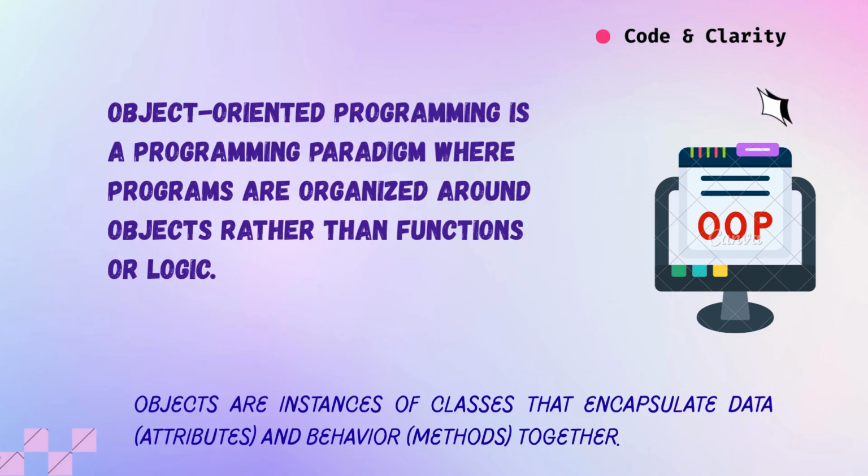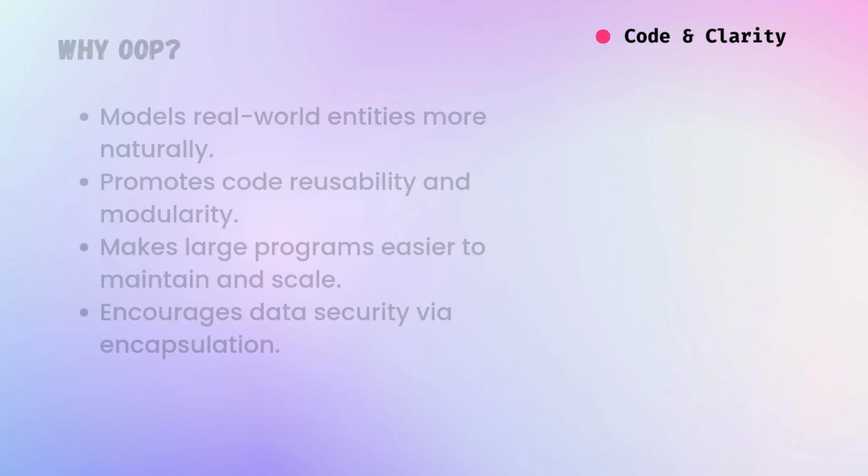It takes small pieces of code, that is data and actions, and bundles them together into objects that represent real world things. So instead of thinking in terms of just steps or functions, we think in terms of things and how they behave. Object oriented programming is basically a programming paradigm where programs are organized around objects rather than functions or logic. In object oriented programming, we have attributes as well as their functions, and they're encapsulated together. I'll be telling everything in detail. Please hold on. I'll be giving real world examples and explaining in simple terms.